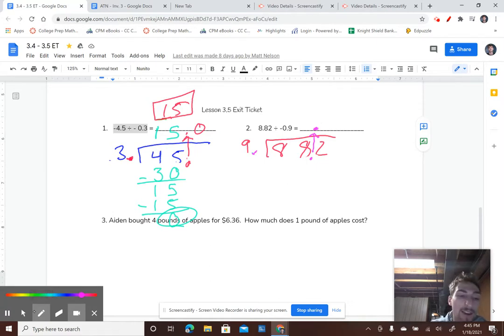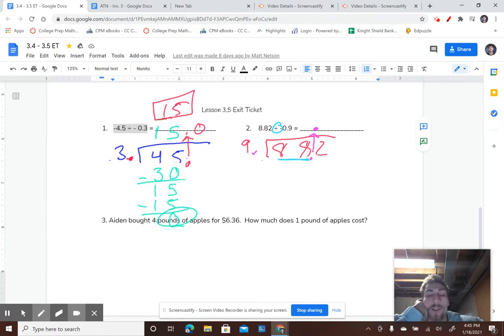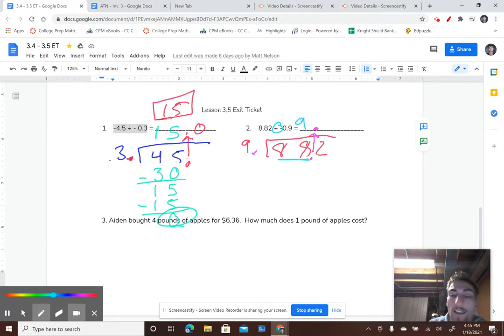So, first off, how many times does 9 go into 88? Because, well, 9 can't go into 8. Well, let's see. I know that 9 times 9 is 81, so I know it goes in there at least 9 times. 9 times 9 is 81. 88 minus 81 is going to give me 7. And now I can bring down my 2 here. So how many times does 9 go into 72? That's what I'm looking at now.